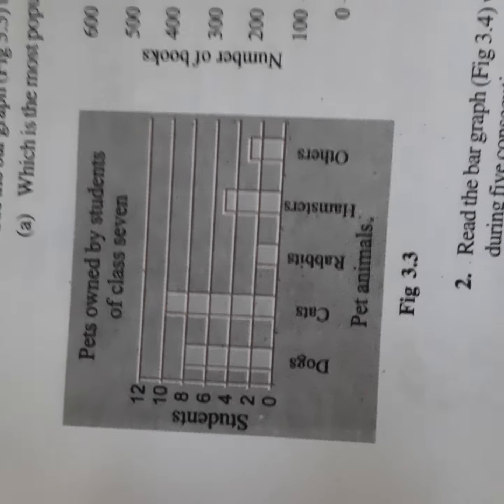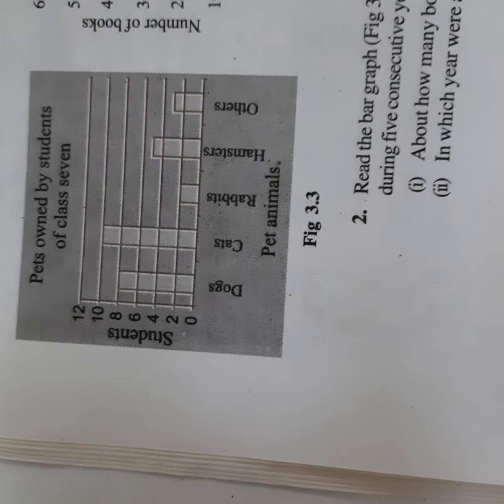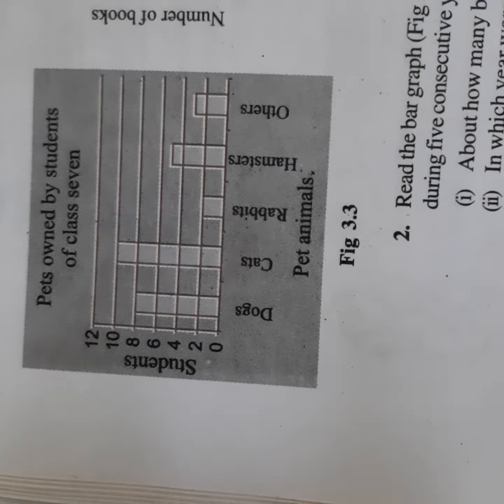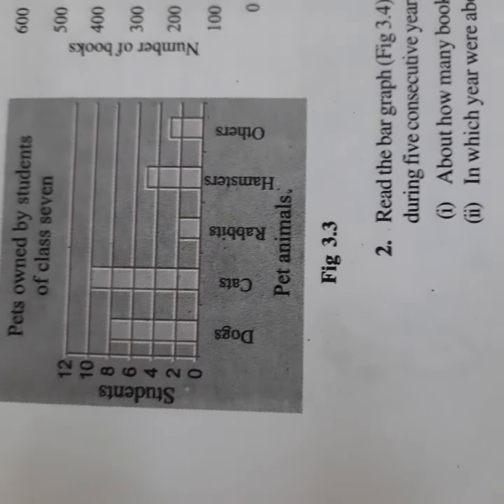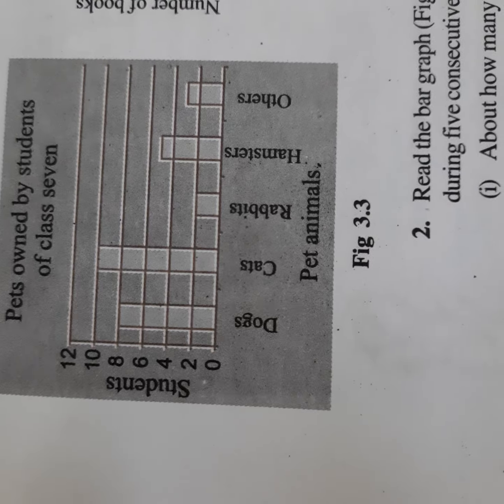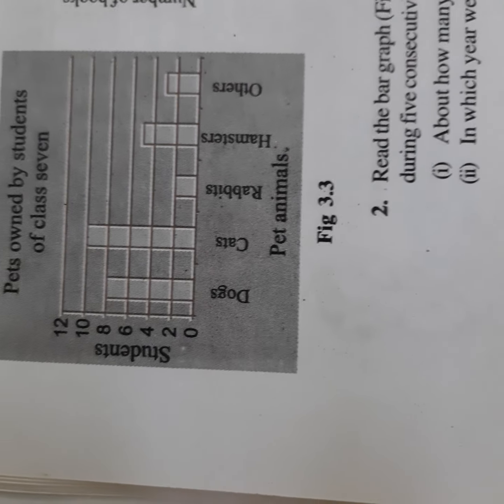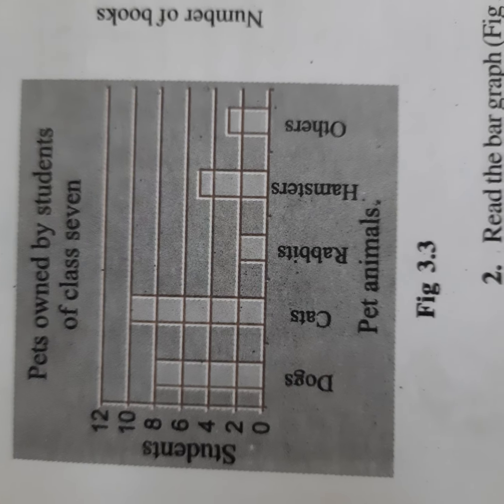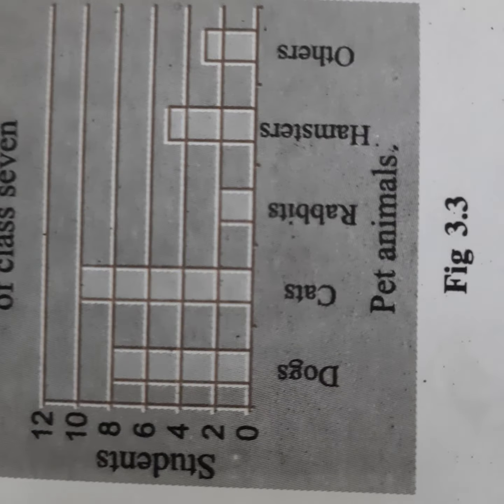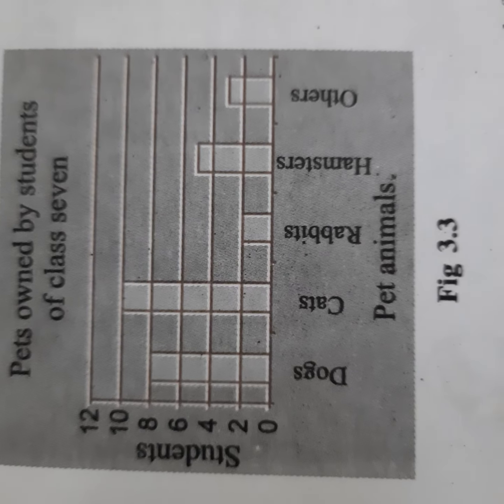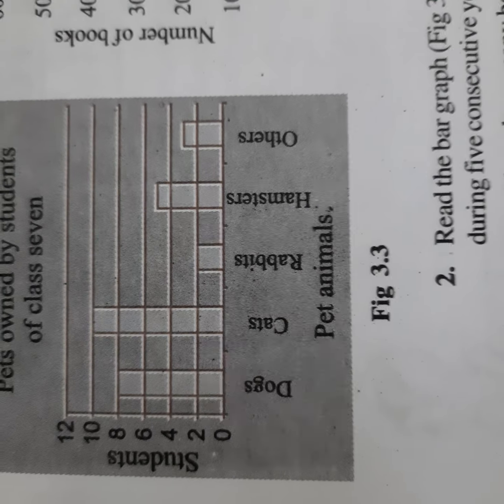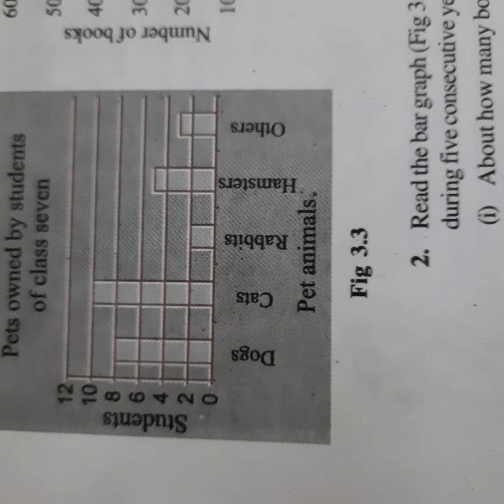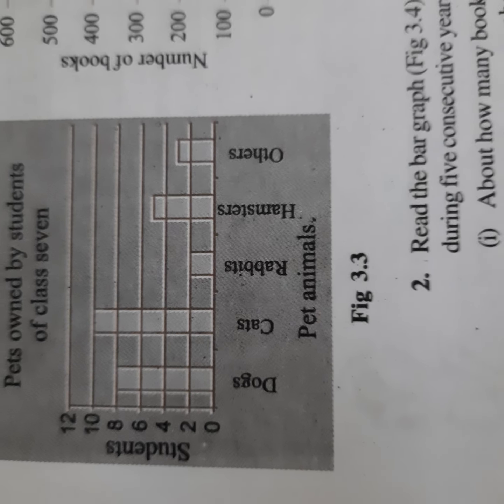So, in this question, first of all, read the question: use the bar graph to answer the following question. Now, this is the question. Now observe this bar graph carefully. Here 1 centimeter equals 2 animals. Now the first question is, which is the most popular pet?